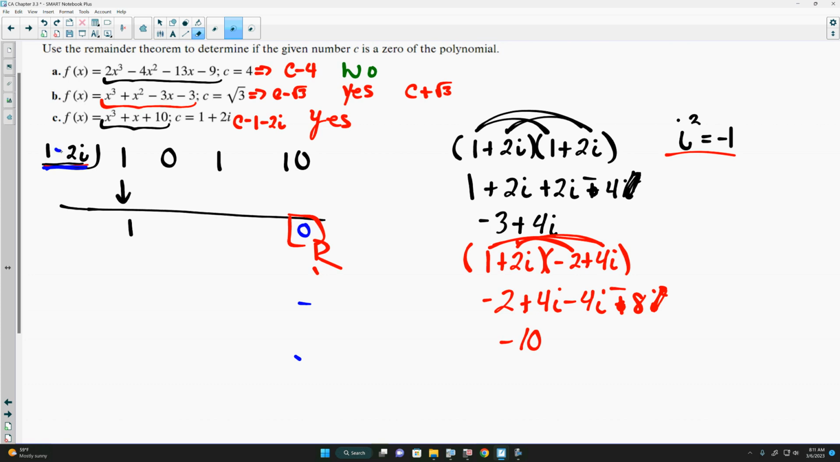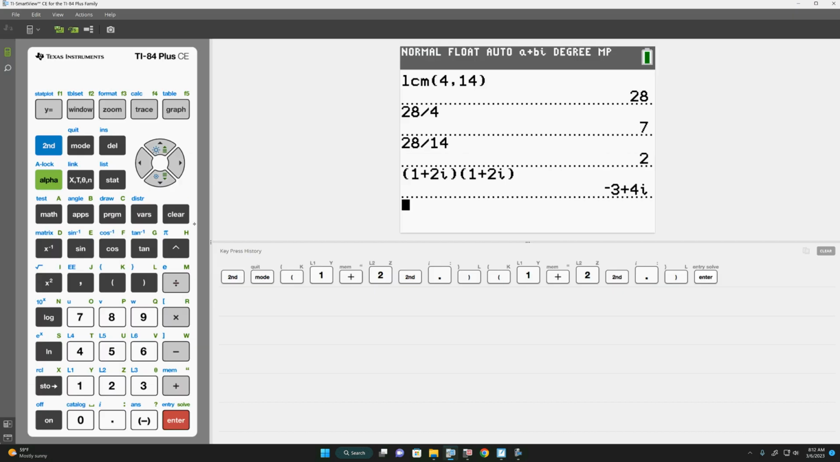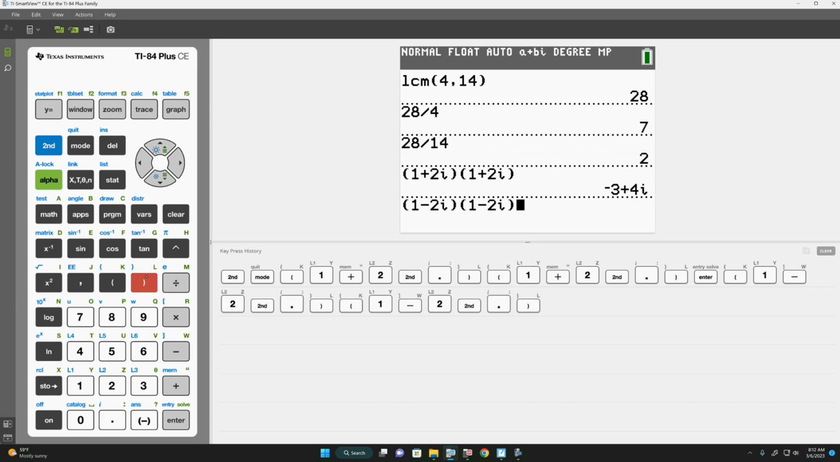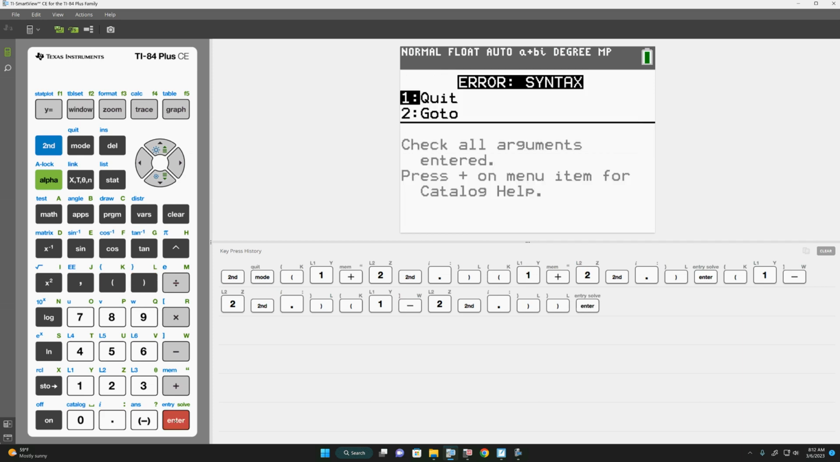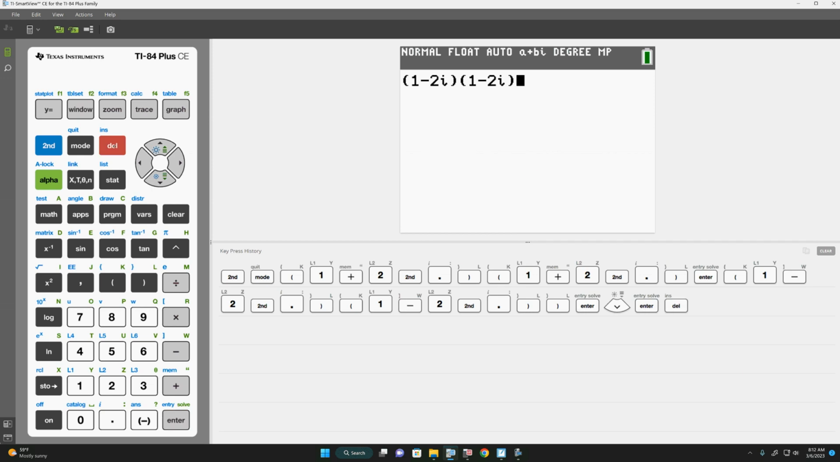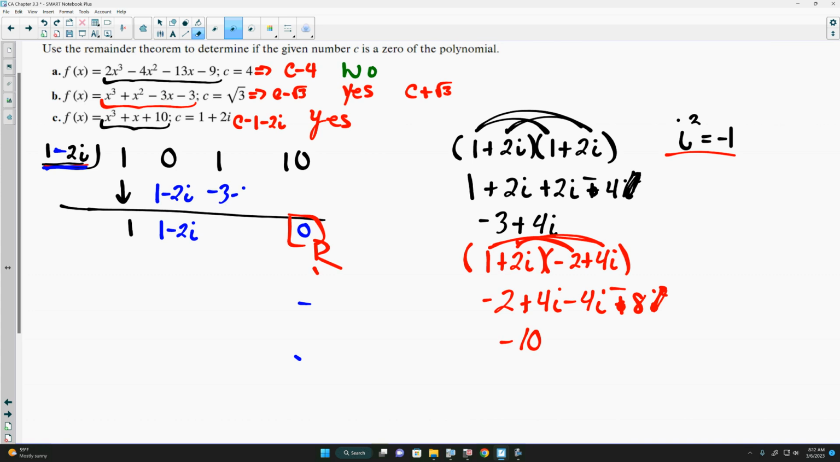Because if we did 1 minus 2i, here we'd still have 1 minus 2i. We'd add 0. This time, instead of doing 1 plus 2i times 1 plus 2i, we're doing 1 minus 2i times 1 minus 2i. Which would give us negative 3 minus 4i. Which would be negative 2 minus 4i. It would still give us 0. So it just works out.